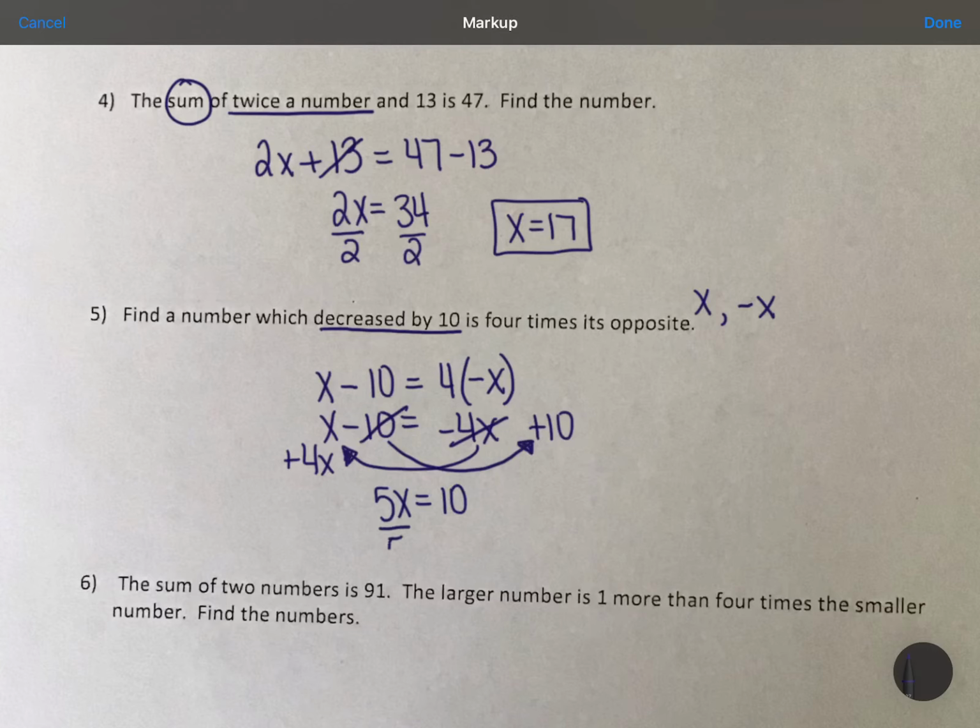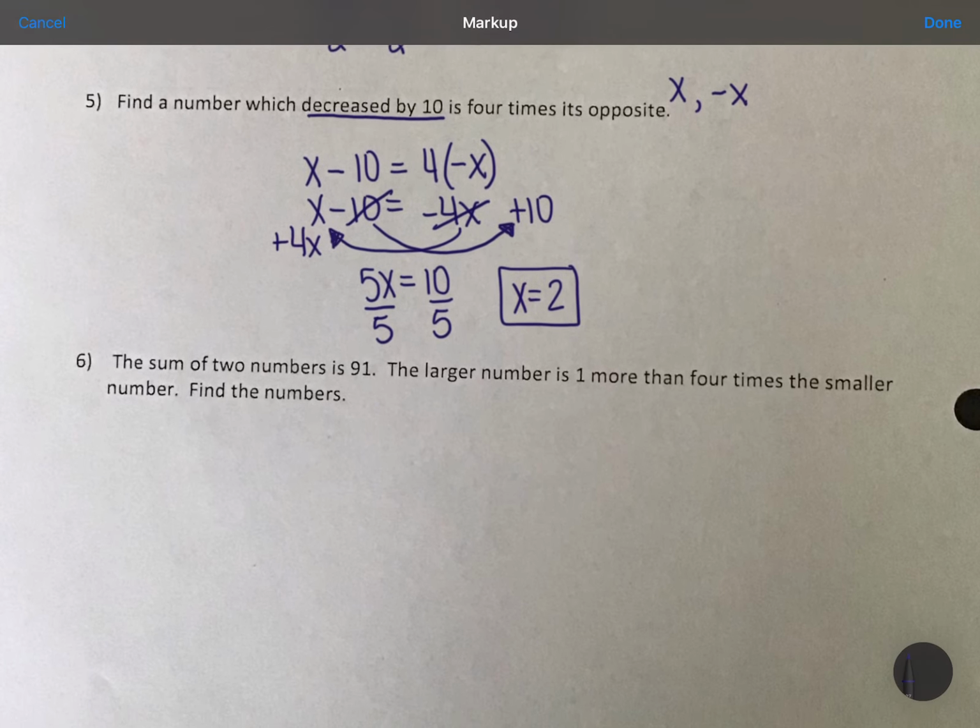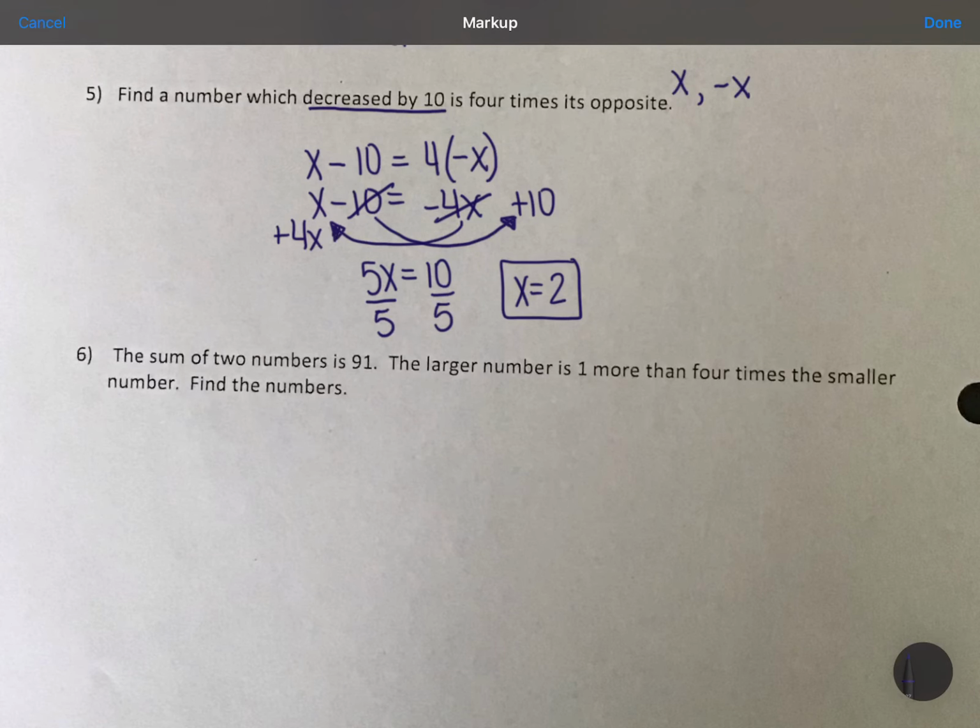Divide by 5. X equals 2. And that's all you had to do there. Translate and then solve. All right, number 6. I would say this is our last one, but we are going to actually add one more to this set of problems. All right, so number 6, it says the sum of two numbers is 91.